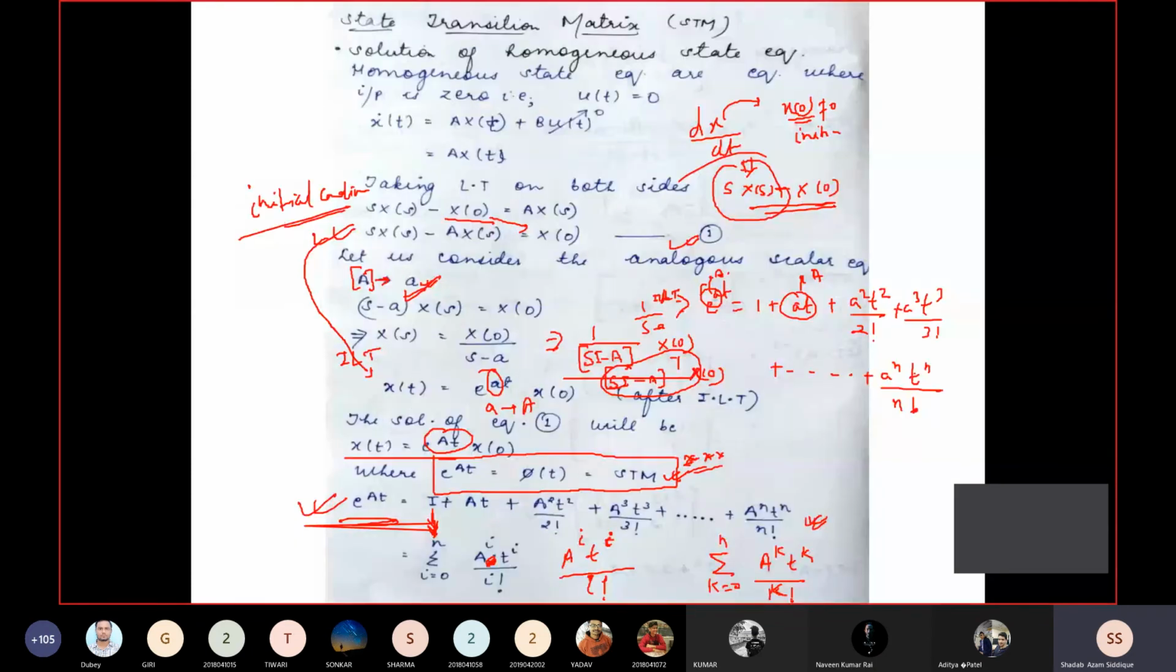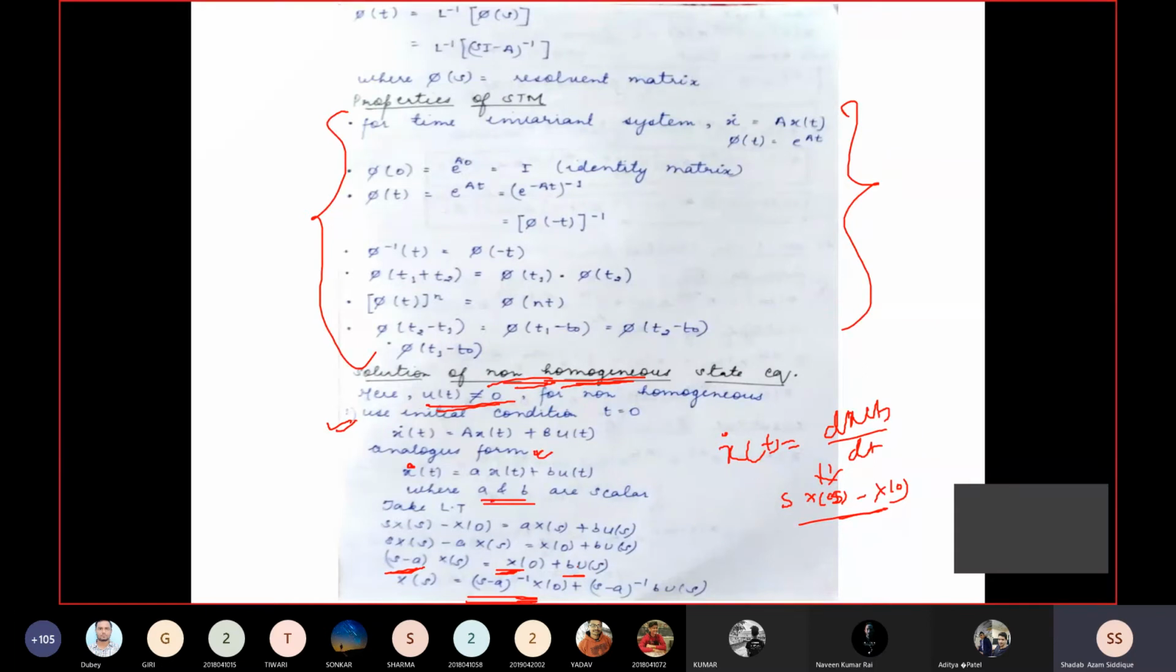Till now we went through the state transition matrix, and we found out how it can be represented. We saw that e to the power at is the state transition matrix, which can be represented as phi of t. Phi of t is the state transition matrix, and e to the power at can be written as I plus at plus a square t square by 2 factorial. It is like the e to the power x expansion: e to the power x can be written as 1 plus x plus x square by 2 factorial plus x to the power 3 by 3 factorial plus dot dot dot x to the power n by n factorial. We went through the scalar and just converted it into matrix form to represent the state transition matrix.